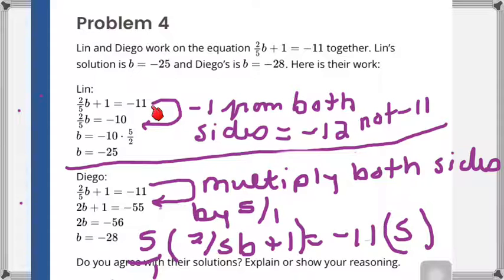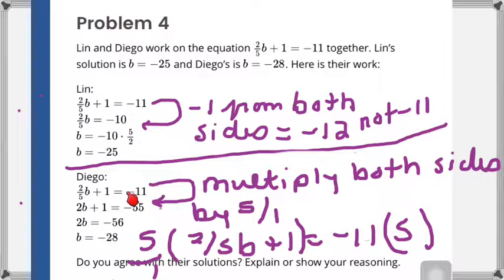This was the equation, and this is what Lynn got after one step. What I noticed is that this plus 1 is gone, so it doesn't say 2-fifths B plus 1 anymore, it just says 2-fifths B, which means that Lynn subtracted 1 here on this side to give you just 2-fifths B, and negative 11, if you subtract 1 from that, is going to be negative 12. So Lynn made the mistake in that very first step. This should have been a negative 12, not a negative 10.